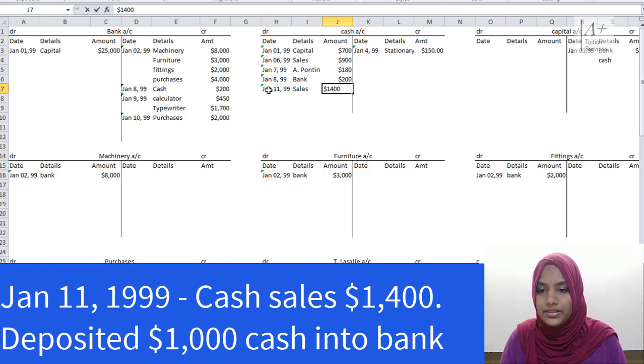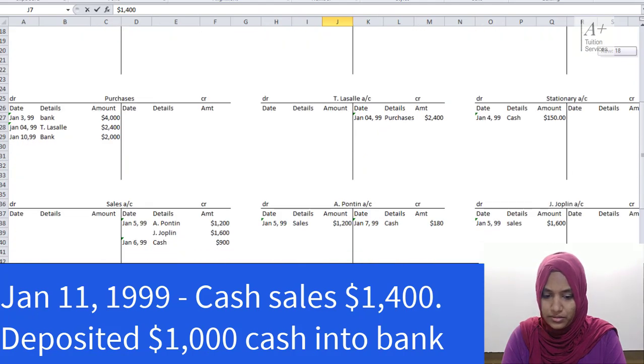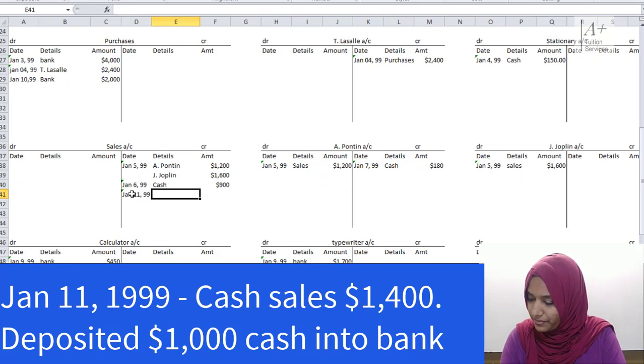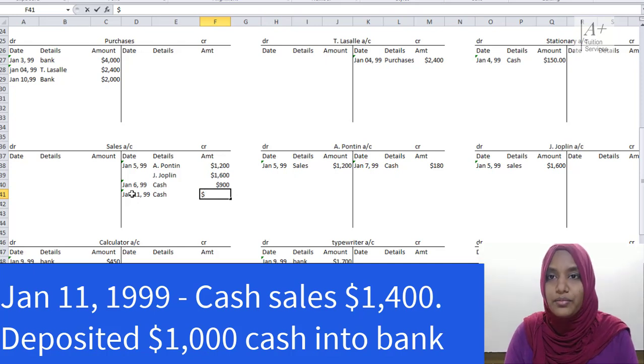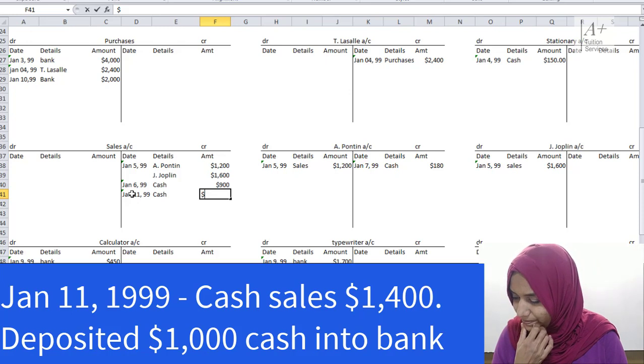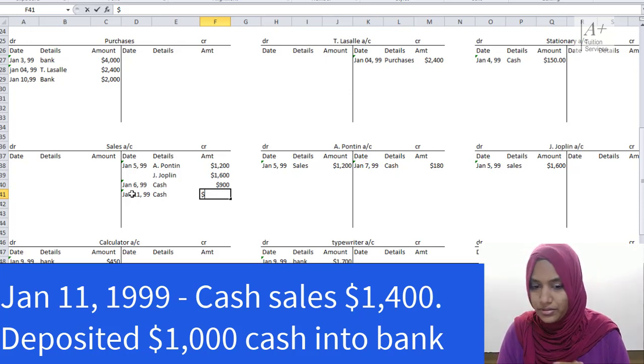So I'm going down to my sales account, and January 11, 99, we have cash of $2,000. Sorry if my head keeps bowing, I just have to look at the book, the laptop, and the phone, so it all changing. So cash sales $1,400.